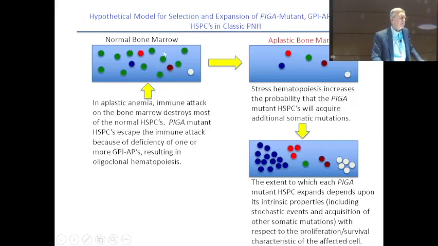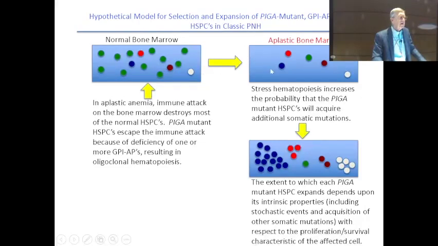So this is a normal bone marrow. And under the concepts of Darwinian evolution, these GPI-anchored proteins that are illustrated here, these colored cells, are present in the marrow. In all people, normal individuals have PIGA mutant cells in the bone marrow, but they're quiescent. They don't really have any real impact on the bone marrow under normal circumstances.